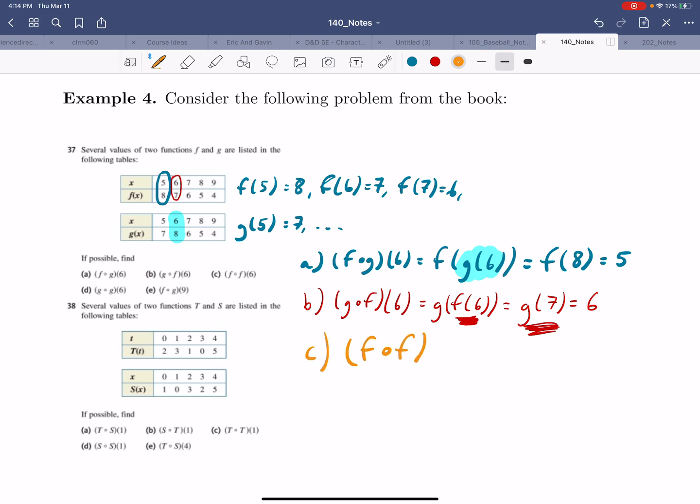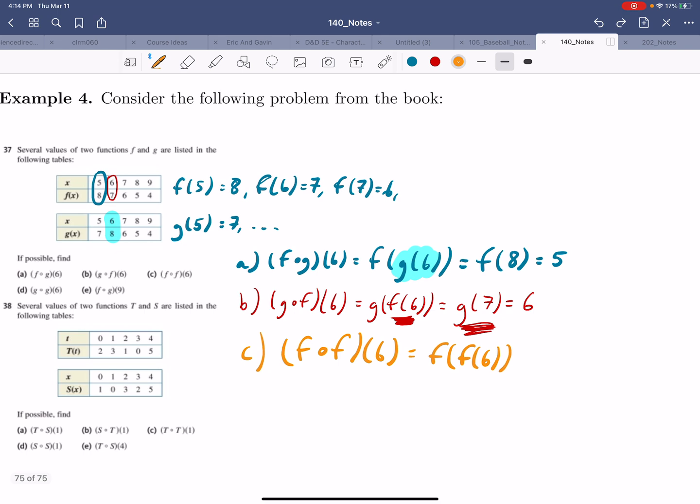f of f of 6. I think it's always best to write it as f parentheses f of 6 to just remind yourselves that you're plugging in f of 6 into f. Well, we know that f of 6 is, just from looking at the chart, I guess it's 7, right? So we have f of 7 right here, and then we know f of 7 is 6. So f of f of 6 is 6. That's kind of interesting, right? Interesting. All right, next up, for D.